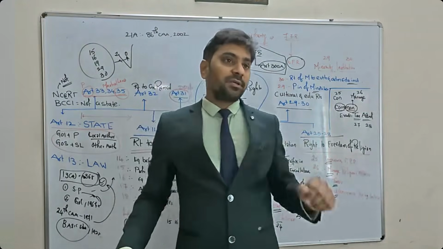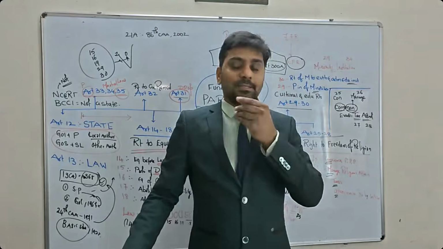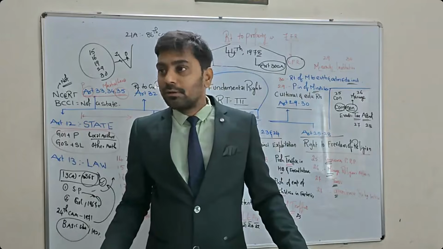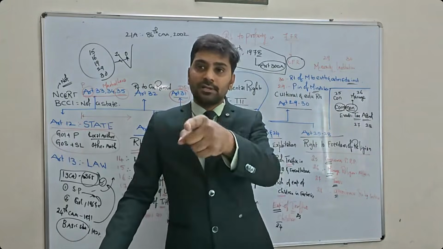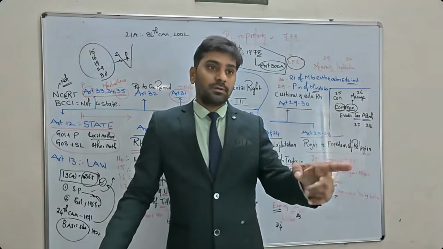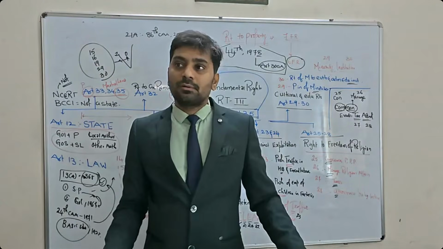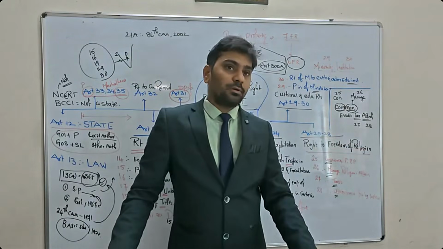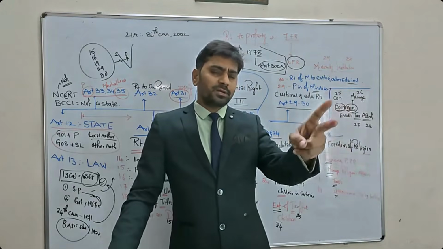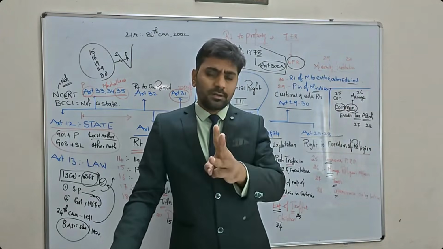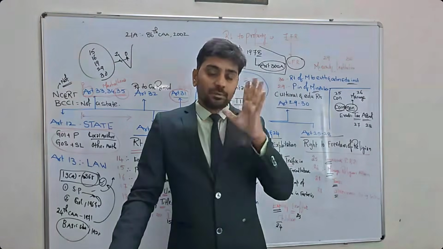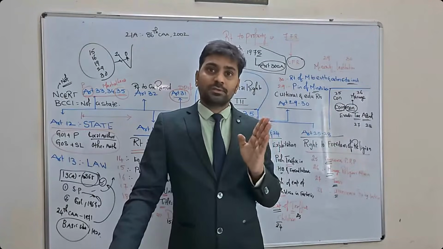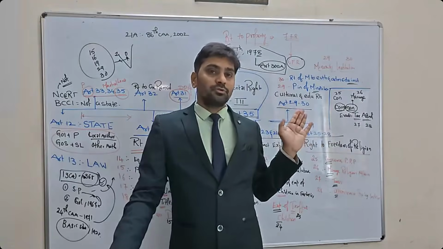How many national parks are there in Kerala? Kerala 6. Tamil Nadu 5. Andhra 3. Telangana 3. Karnataka 5. Goa 1. You remember the national parks. Tomorrow I'll ask, whether you have put them in order, north or south, something. So remember this one.